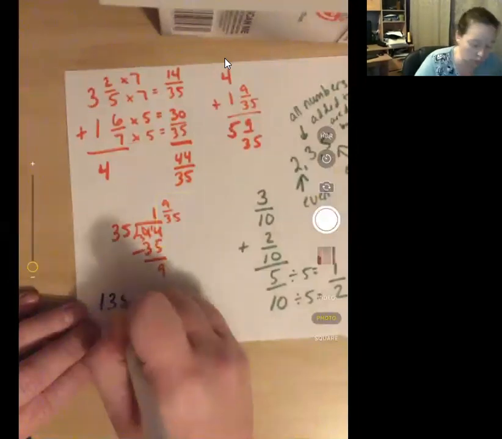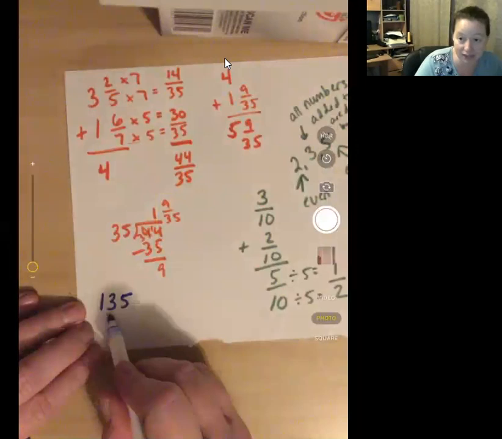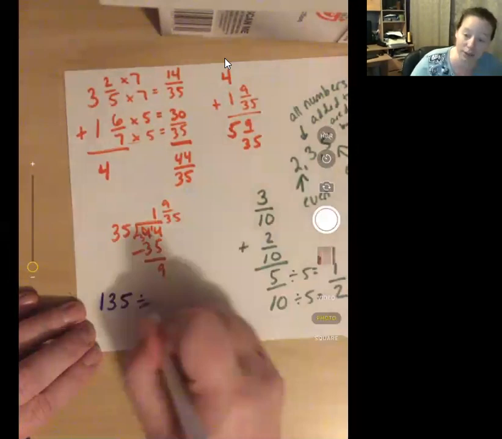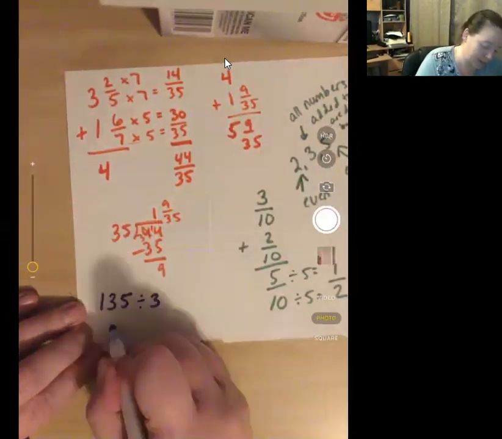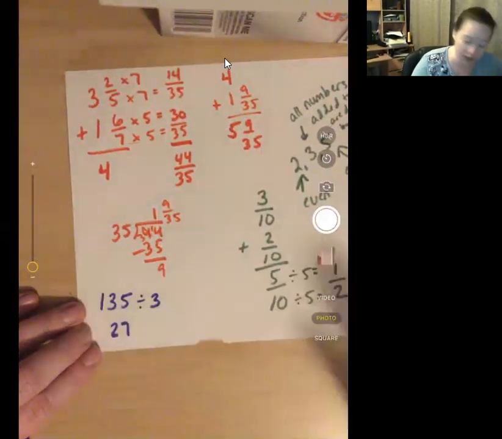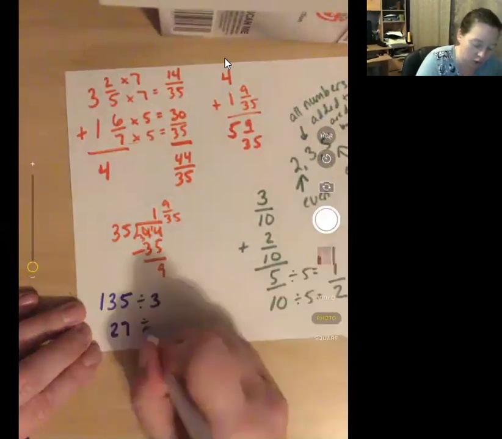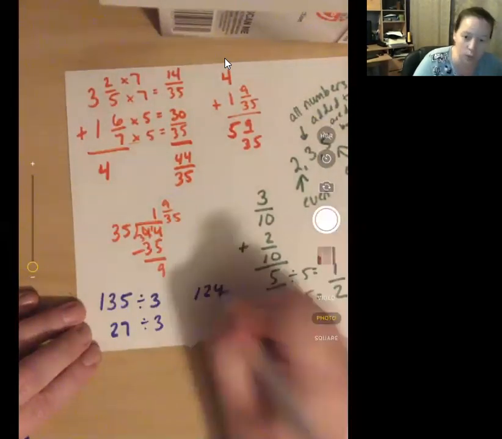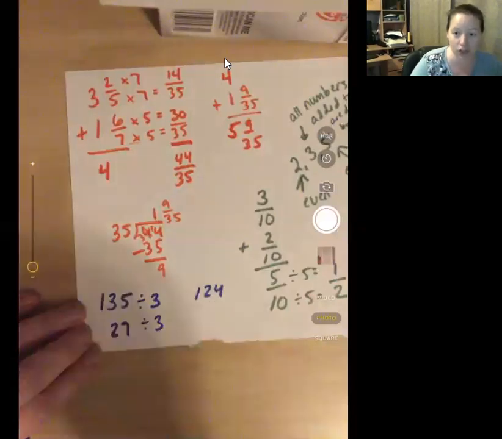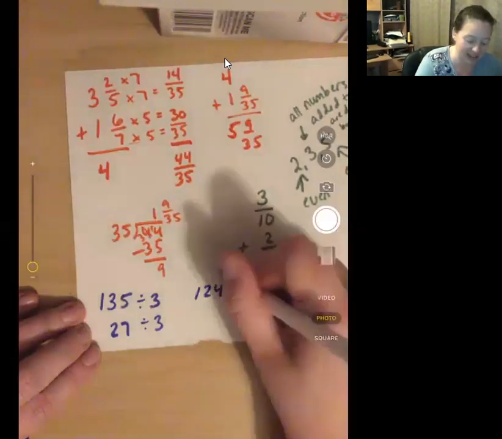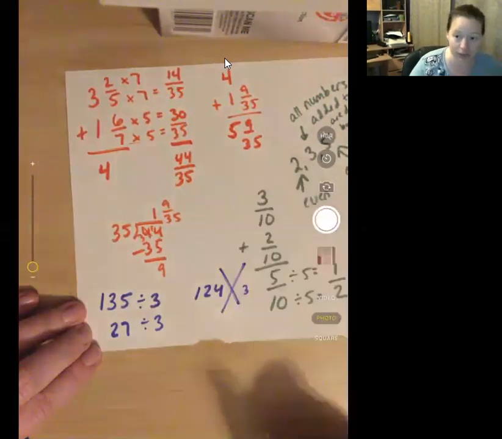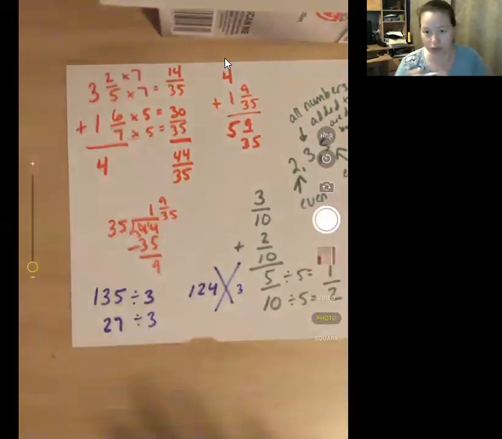135. 1 plus 3 is 4, plus 5 is 9. Is 9 divisible by 3? Yes. So that means I can divide by 3. 27. 2 plus 7 is equal to 9. Is 9 divisible by 3? Yes. So I can divide by 3. 124. 1 plus 2 is 3, plus 4 is 7. Is 7 divisible by 3? No. So I cannot divide by 3 on that one. So that's how you know whether or not you can divide by 3.